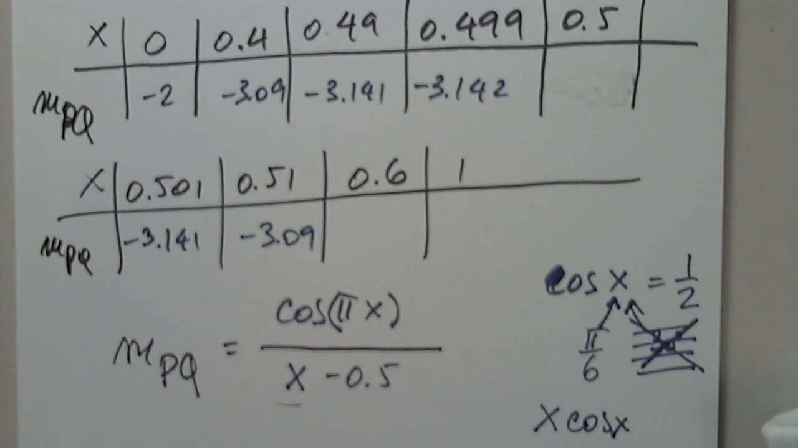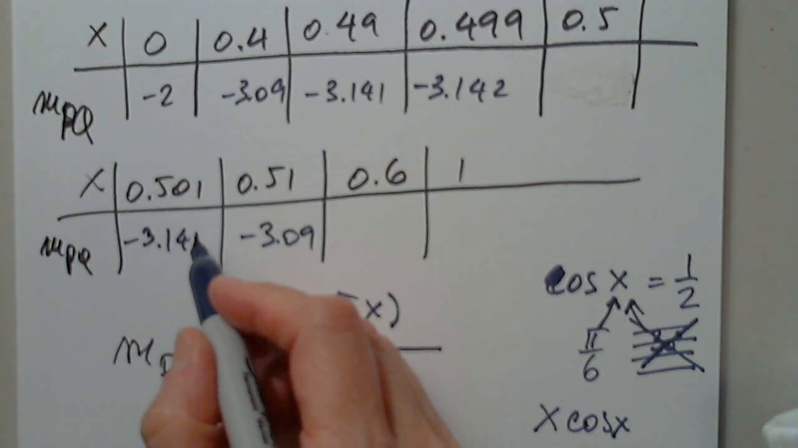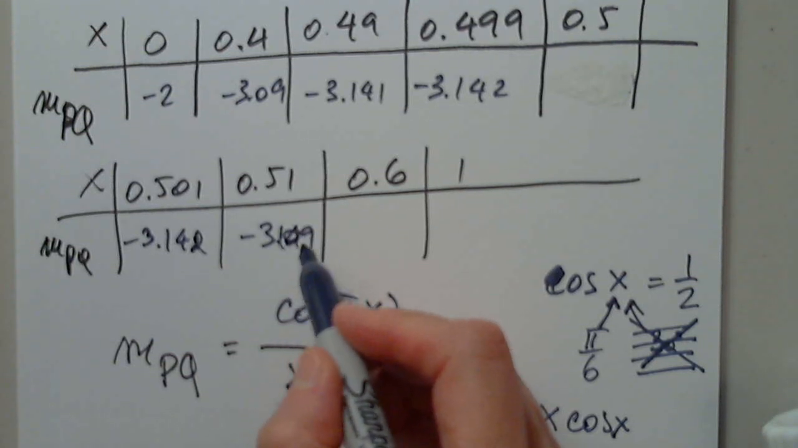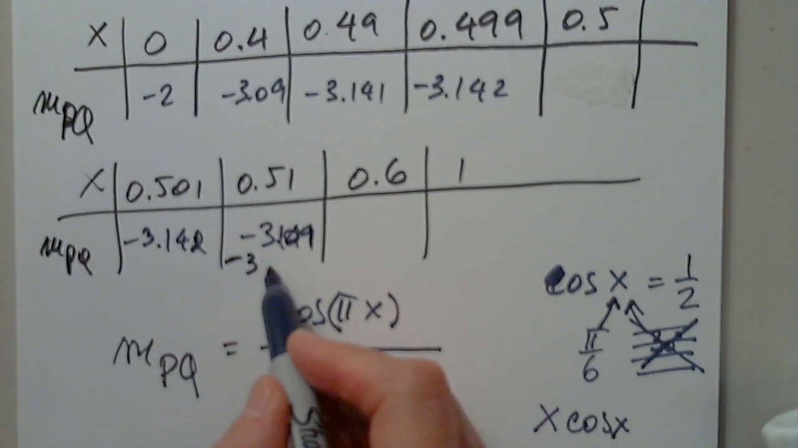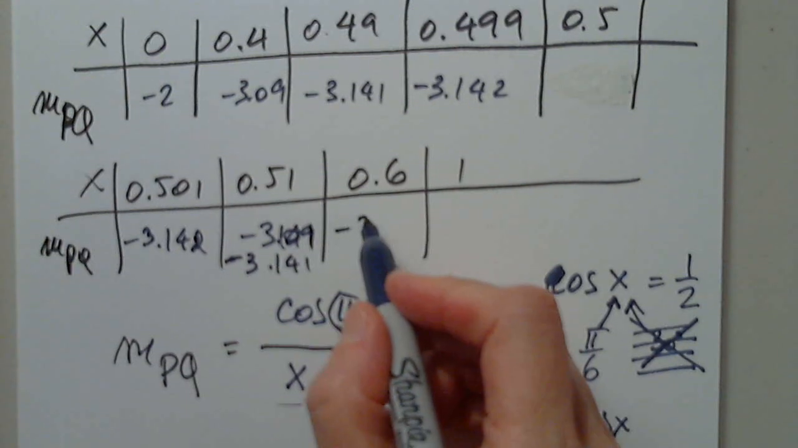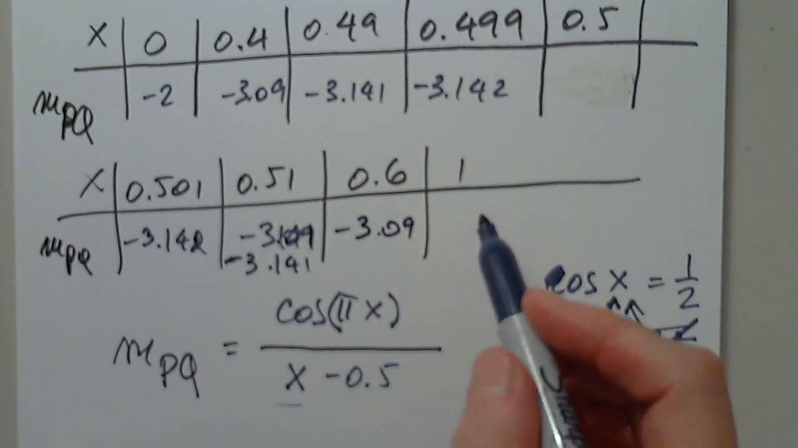I can't write anything under 0.5 yet. So 4 point, okay, that's 2. And then 0.4, oh yeah, 1.41. -3.141. And then under 0.6, -3.09. And under 1, we have -2.